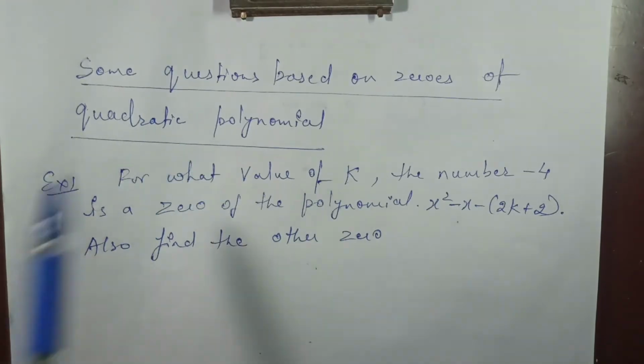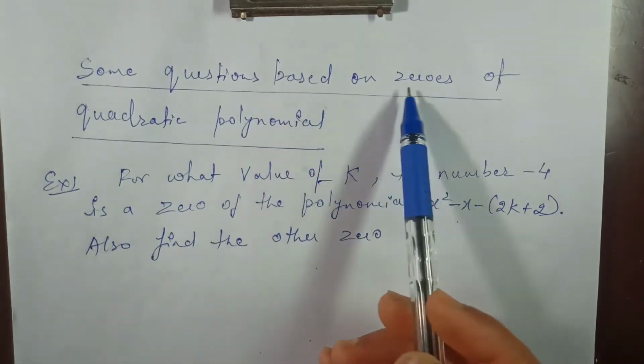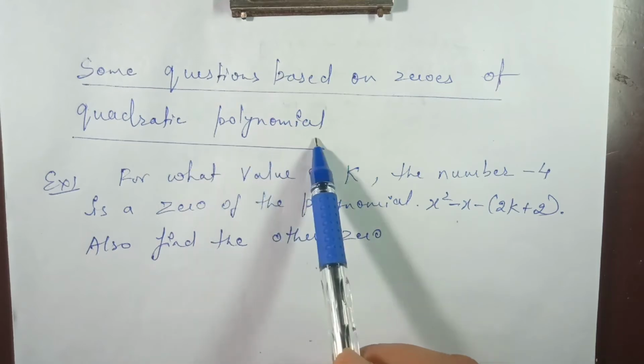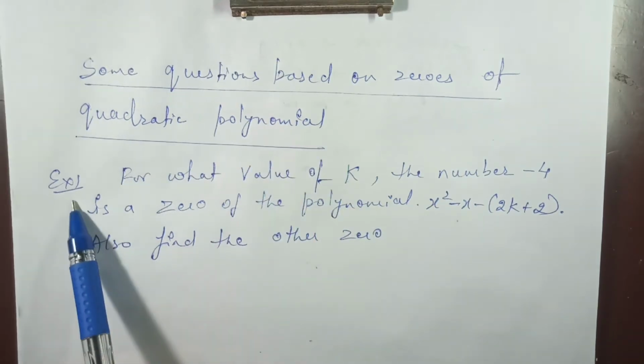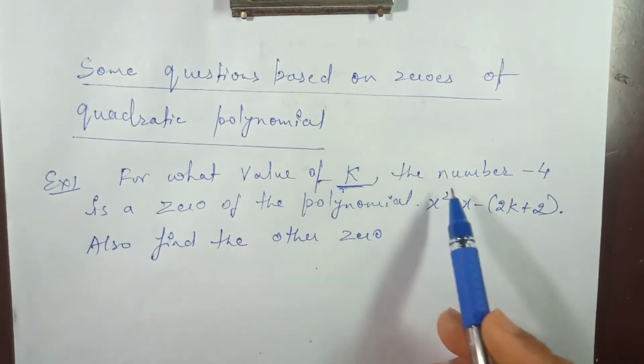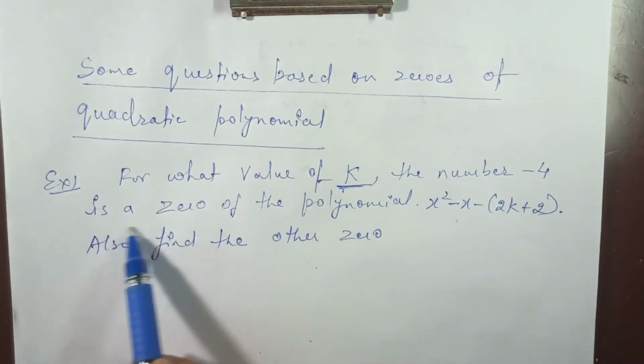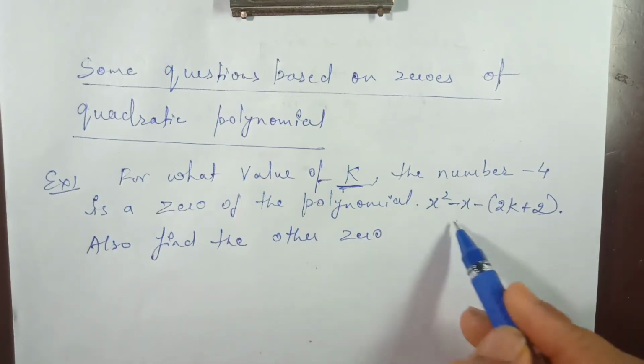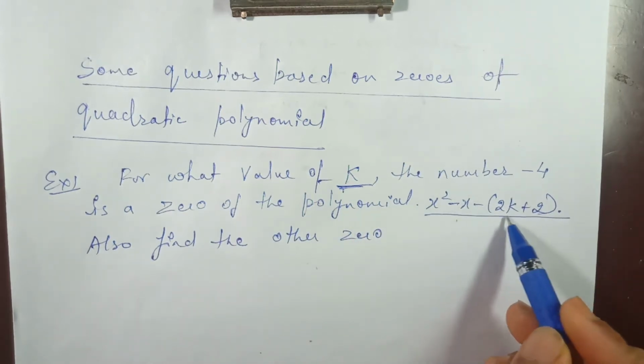Yes, students, today we're going to solve some questions based on zeros of a quadratic polynomial. Let us take an example. For what value of k? We have to find the value of k. The number minus 4 is a zero of the polynomial x square minus x minus 2k plus 2.